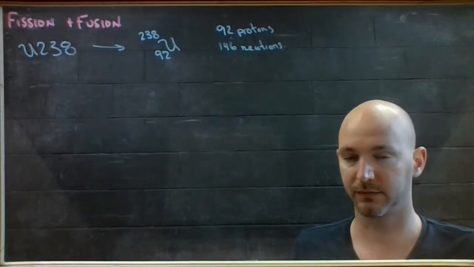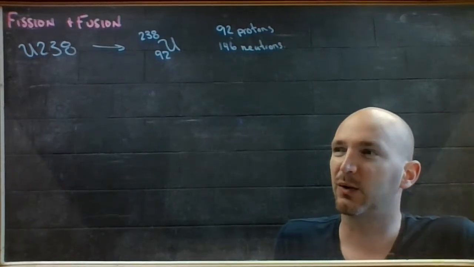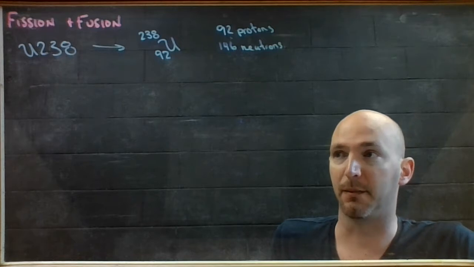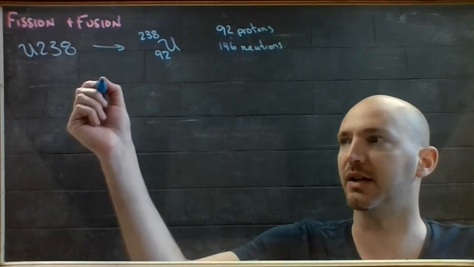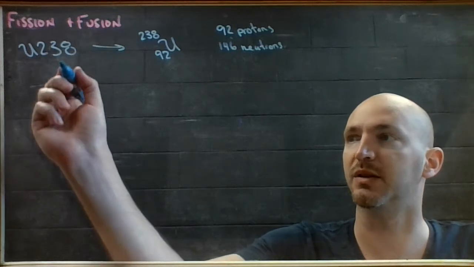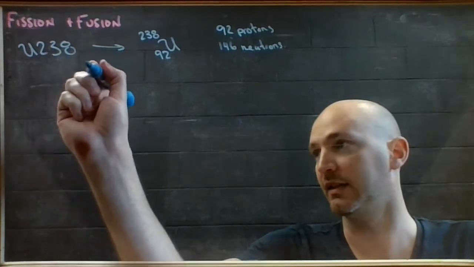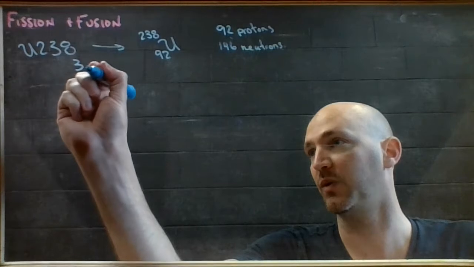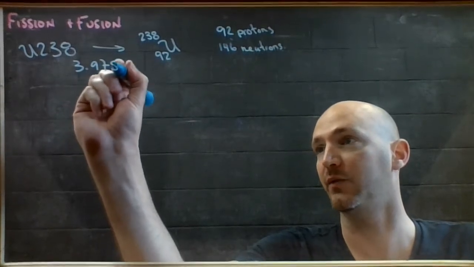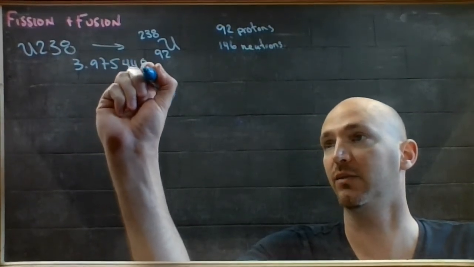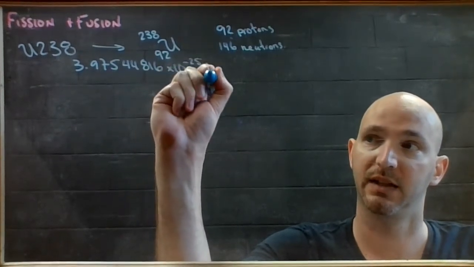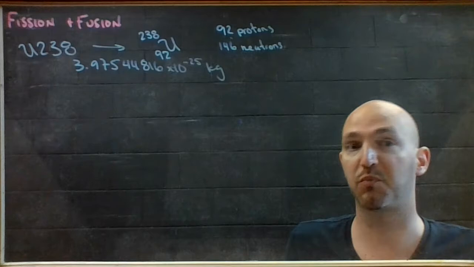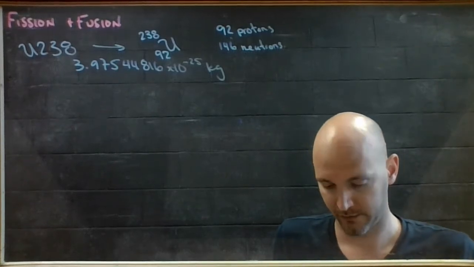Okay, lovely. So if you were to go and measure the mass of that thing, and you can Wikipedia this just to make sure I'm getting the right numbers, the mass of this thing is 3.975448816 times 10 to the negative 25 kilograms per atom.